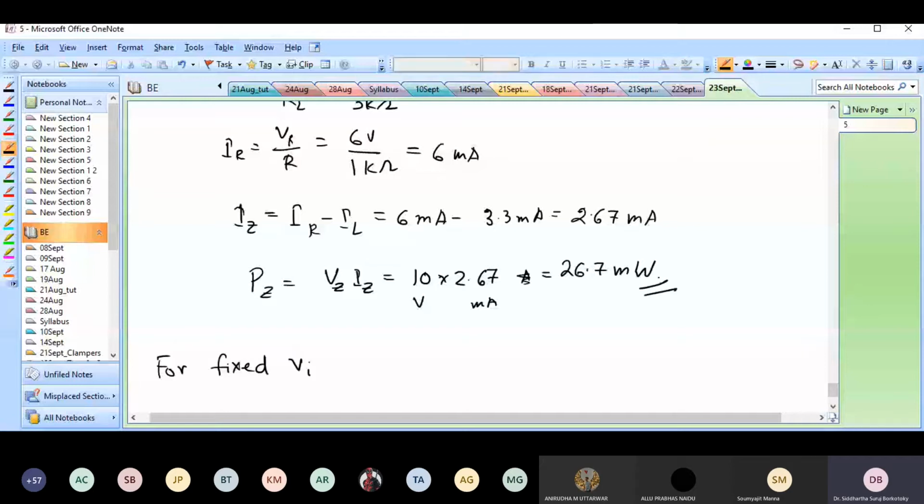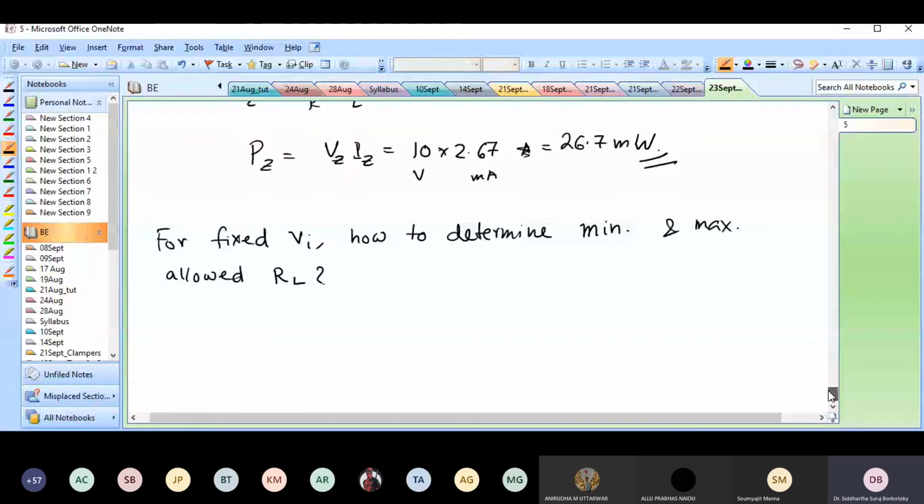So, for fixed Vi, how to determine the minimum and maximum allowed RL. This is a big, important design question. So the question is for fixed Vi. If you know that your voltage Vi would be fixed at 16 volts, let's say, or 20 volts, how do you decide what is the minimum and maximum acceptable value of the load resistance?